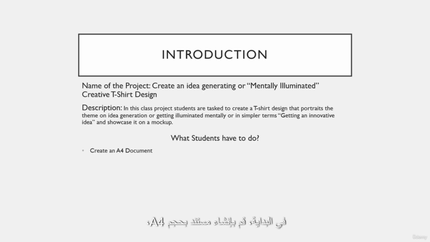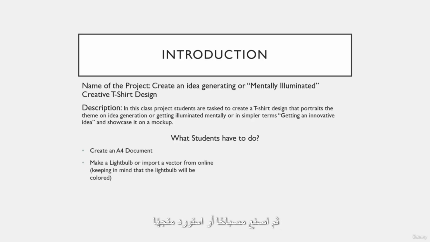At first, create an A4 size document, then make a light bulb or import a vector from online. Keeping in mind that the light bulb will be colored, so the entire project will be in colored. It's not going to be in black and white. It's not going to be very simple. Then create text to portray the idea of getting an idea.